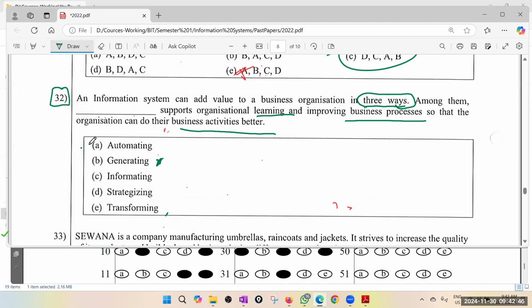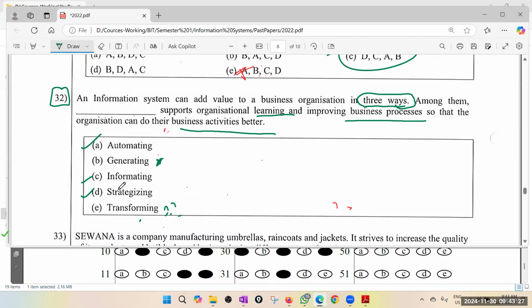Automating, probably yes. Informating, probably yes, because informating means inform, give you the correct information. Transforming, I don't think that is part of the business information systems. But I feel like I'm 100% relying on my gut feeling. I feel like maybe these 3. But this is not something I came through standard knowledge or memory. Just common sense. My common sense says maybe these 3, because I can't remember the answer.